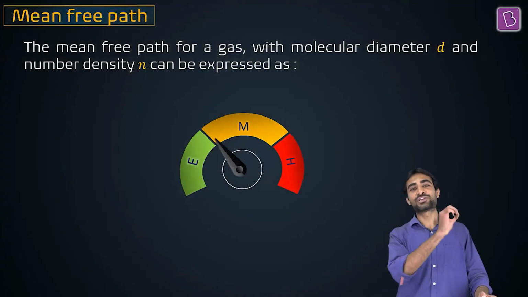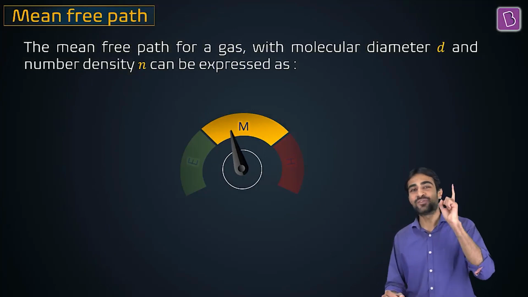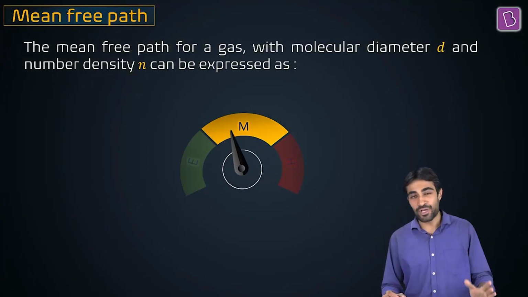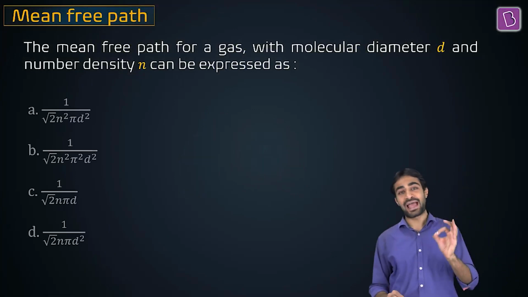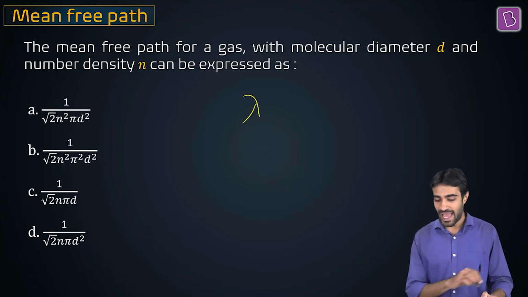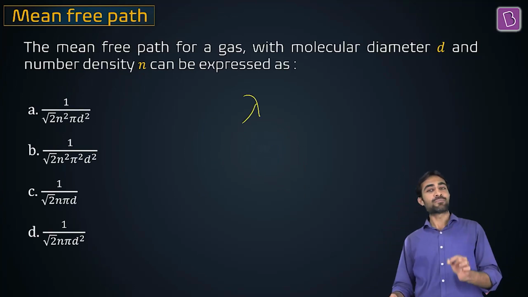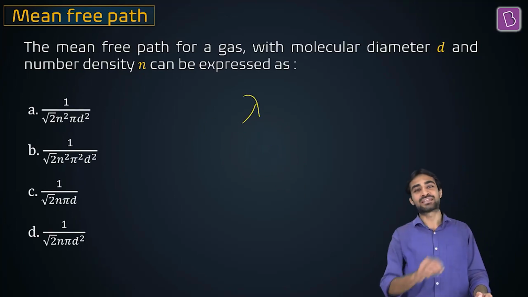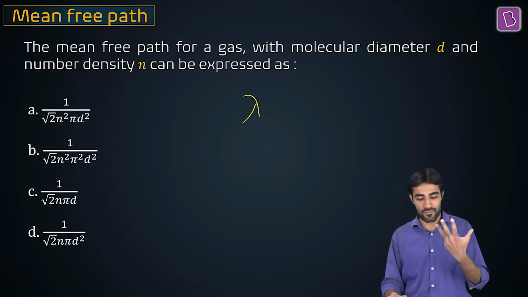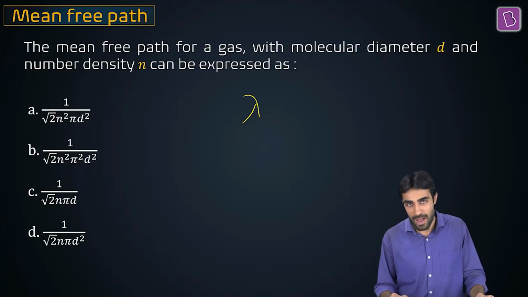Here we have a question based on mean free path. The question is medium in our difficulty level. The question says the mean free path of a gas with molecular diameter d and number density n can be expressed as. So we have to express the formula of mean free path.